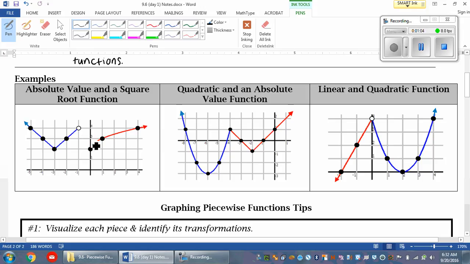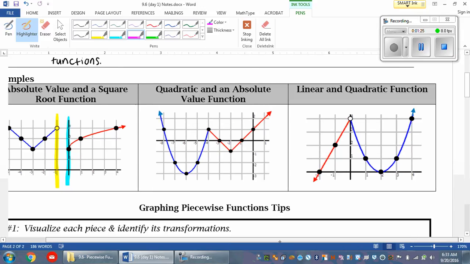Piecewise functions don't have to connect. You see how there's a gap in between here? So this one stops, the absolute value stops at negative 1, and the square root, the eyebrow, begins at 0. This is an example of a quadratic in which, if you notice, these actually come together. So they can connect at a closed circle, and then here's a linear function and a quadratic, so they also connect, but they can connect at an open circle, meaning it's not included.